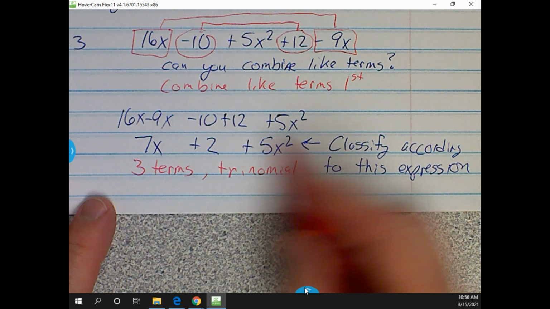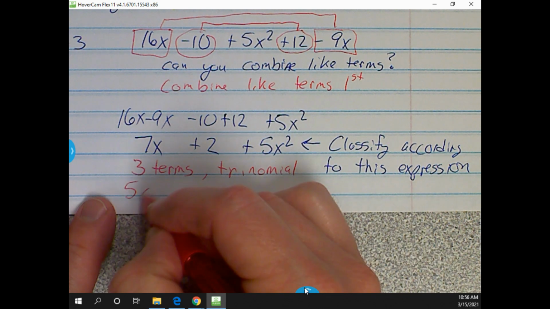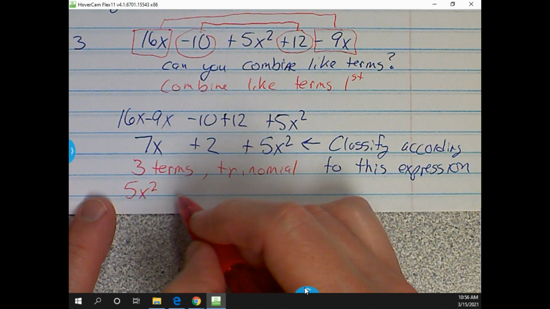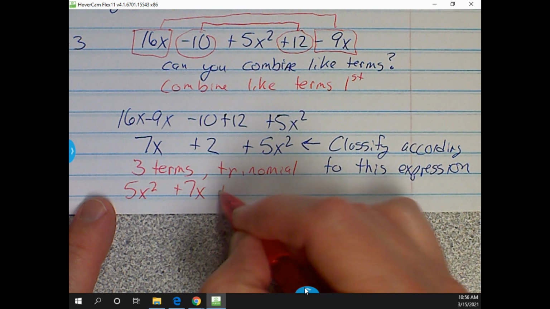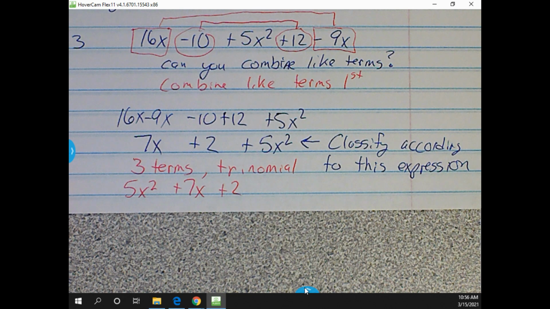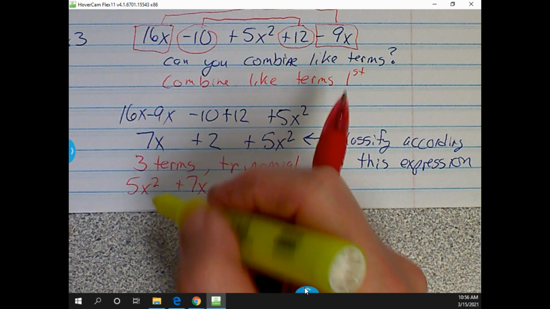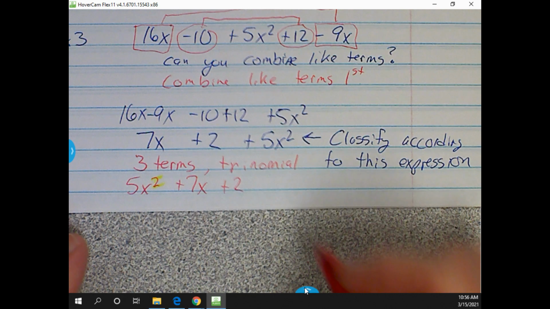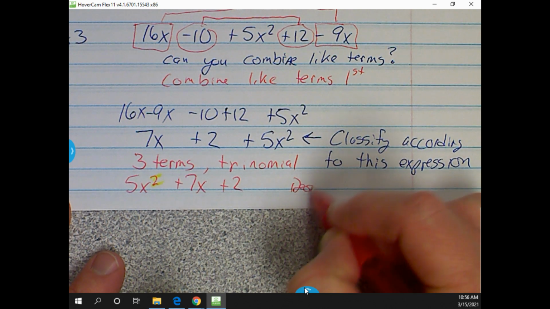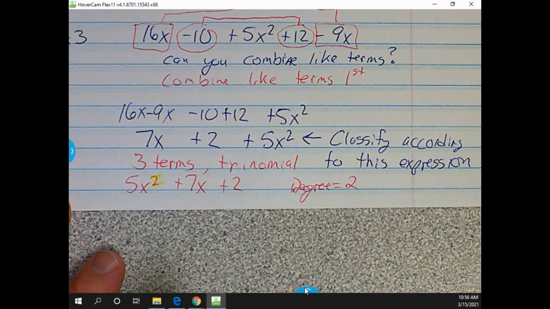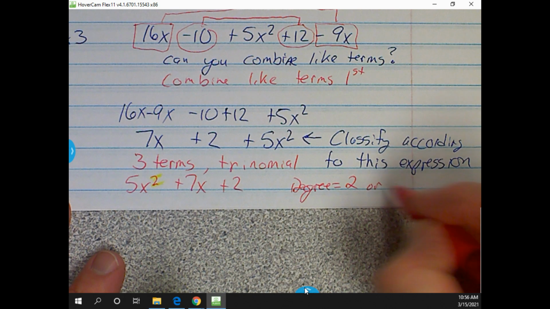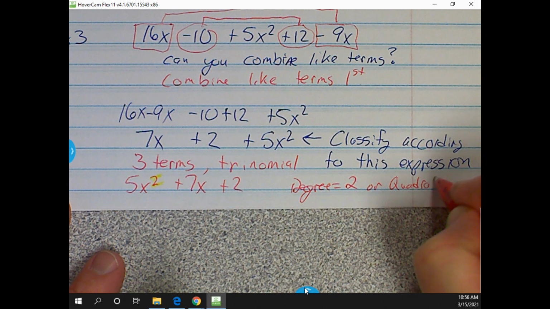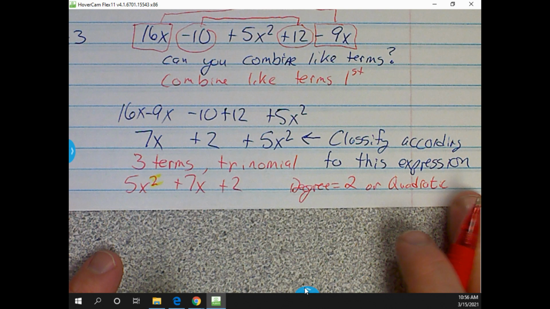If you rearrange everything in standard form, we're going to start with 5x squared. Then we have the 7x, and then the plus 2. So there's our standard form. And then the last thing they would ask you to do is, again, you go back to your highest power of x, which would be x squared, which means then this thing would be degree 2. Again, they may not give you degree 2. They may give you that list of quartic and quintic and cubic and all that stuff. Well, in that case, if it's degree 2, then it would be a quadratic.